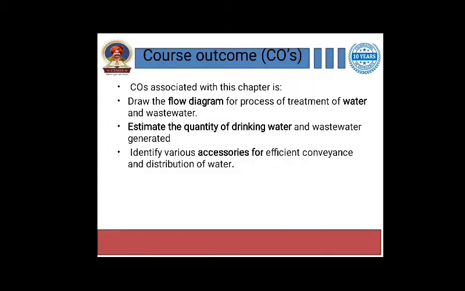Then what course outcomes do we study in this chapter? Draw the level flow diagram for the process of water treatment and wastewater, then estimate the quantity of drinking water and water generated, and last one, identify the various accessories for the efficient conveyance and distribution of water, right? These are the major three outcomes of this course unit.